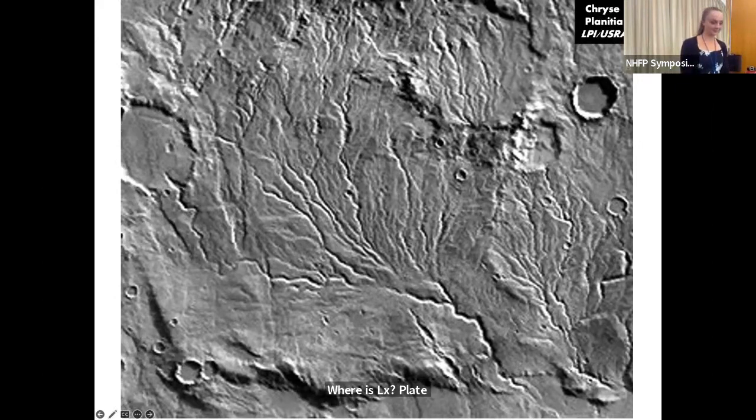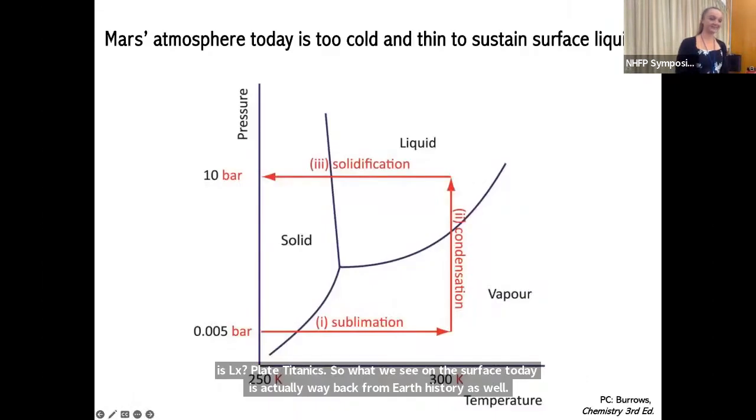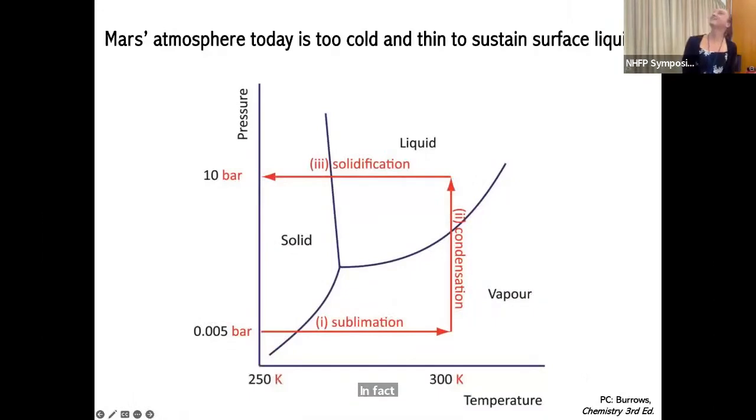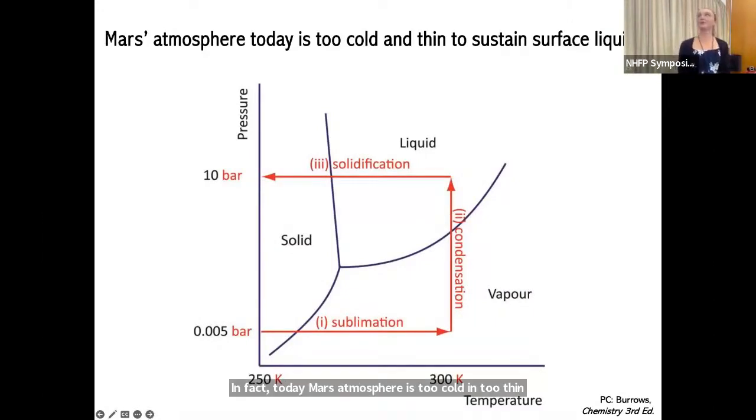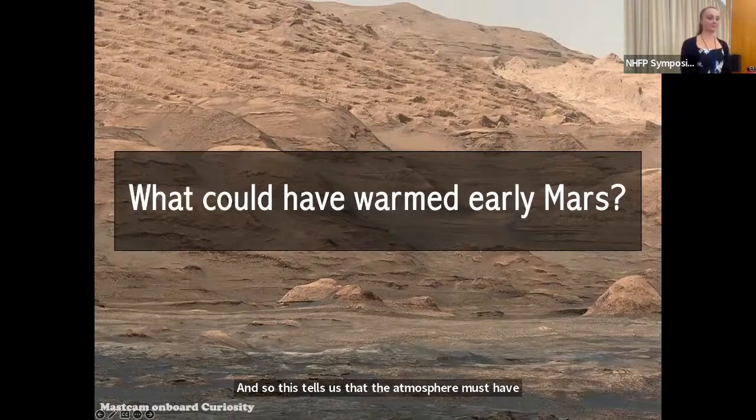In fact, today Mars' atmosphere is too cold and too thin to sustain surface liquid water. And so this tells us that the atmosphere must have changed drastically over time. So what could have warmed early Mars?